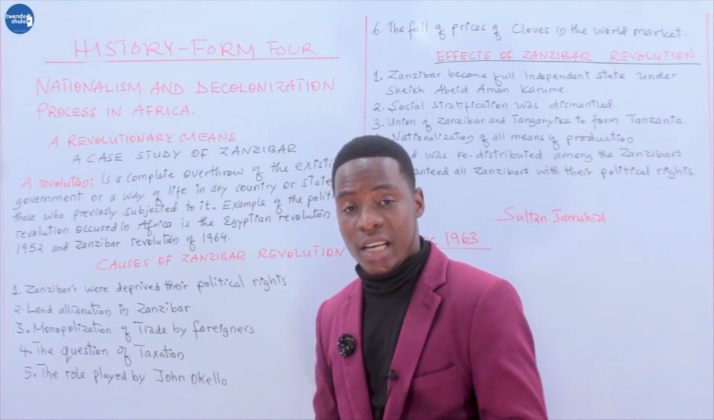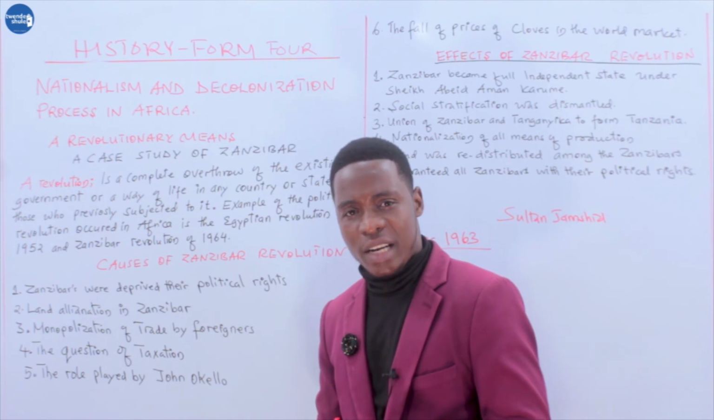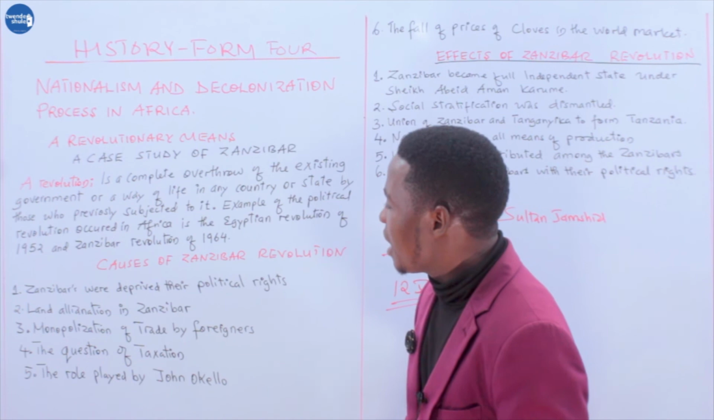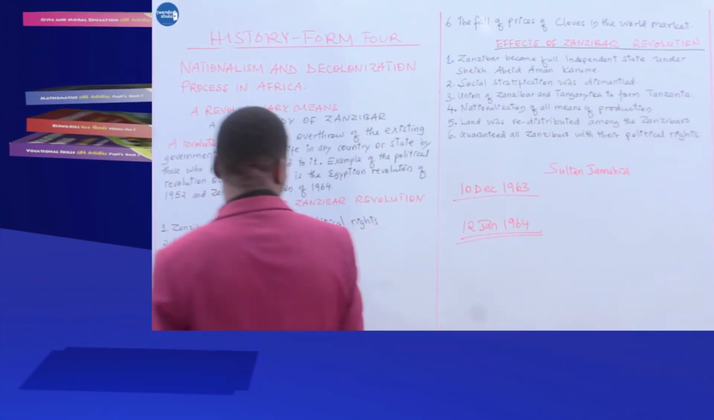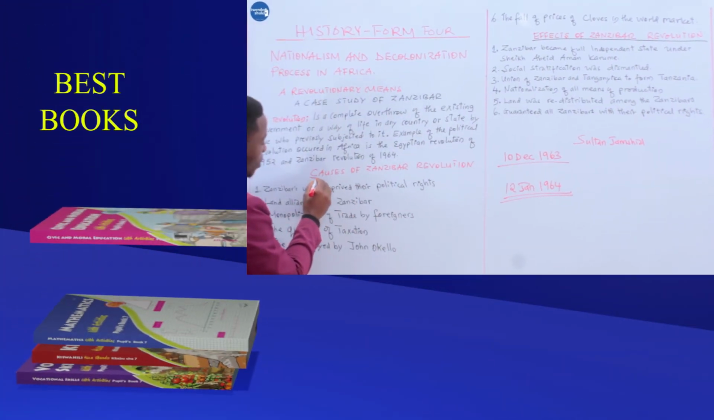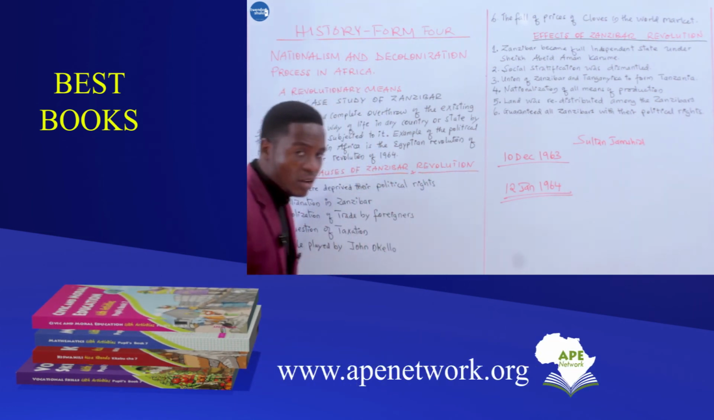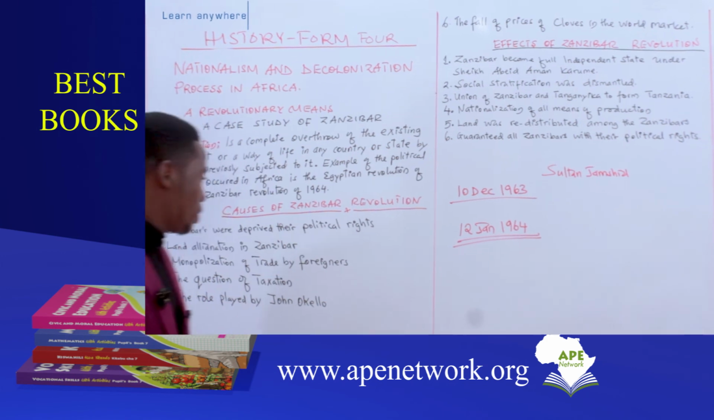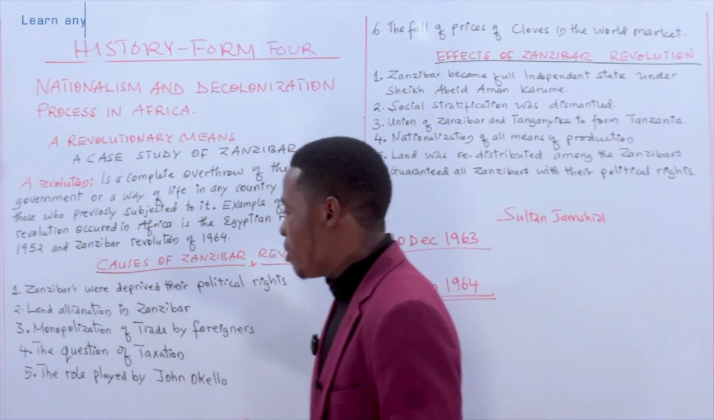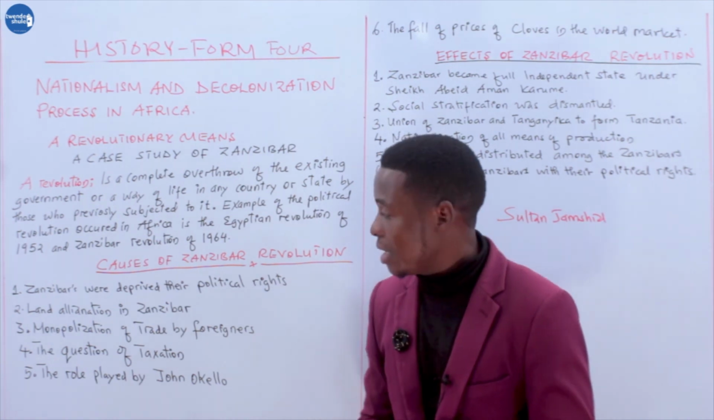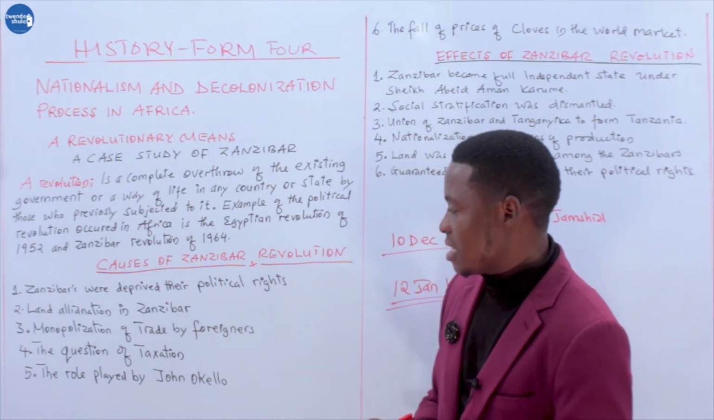As I said, anything that happens has a factor. Nothing just happens; there must be a reason for something to happen. Therefore, let us see the causes of the Zanzibar revolution. Do you think the people of Zanzibar were fooled to the extent of having a revolution without a cause? There must be a reason. The first reason: Zanzibaris were deprived of their political rights.